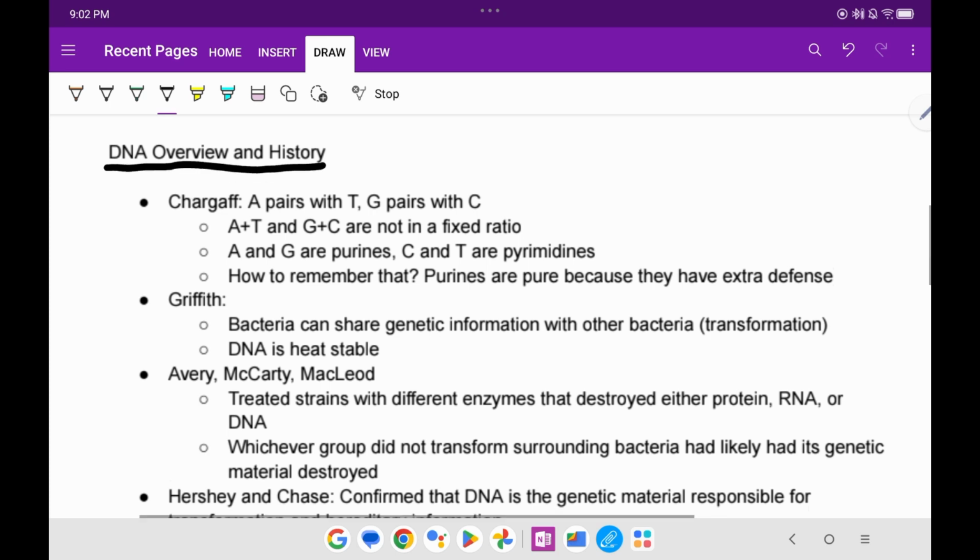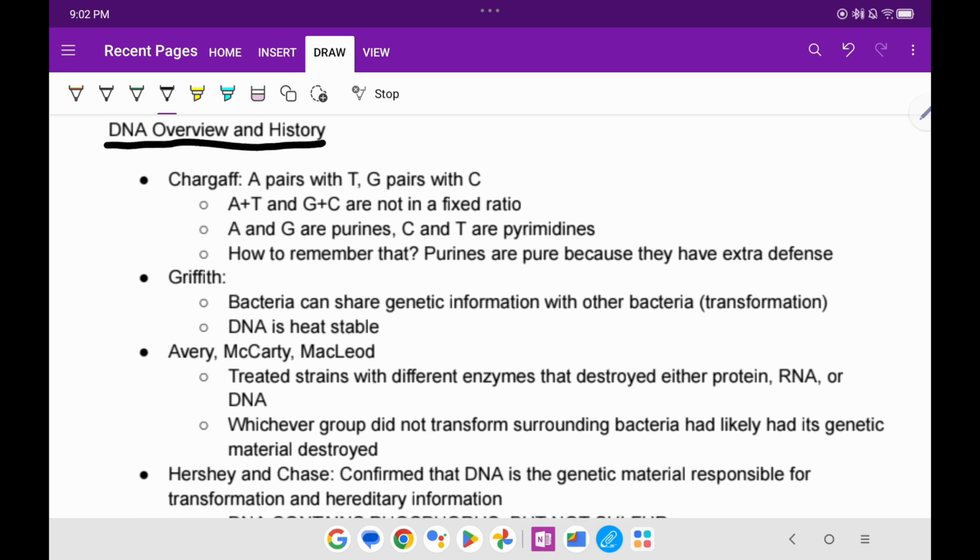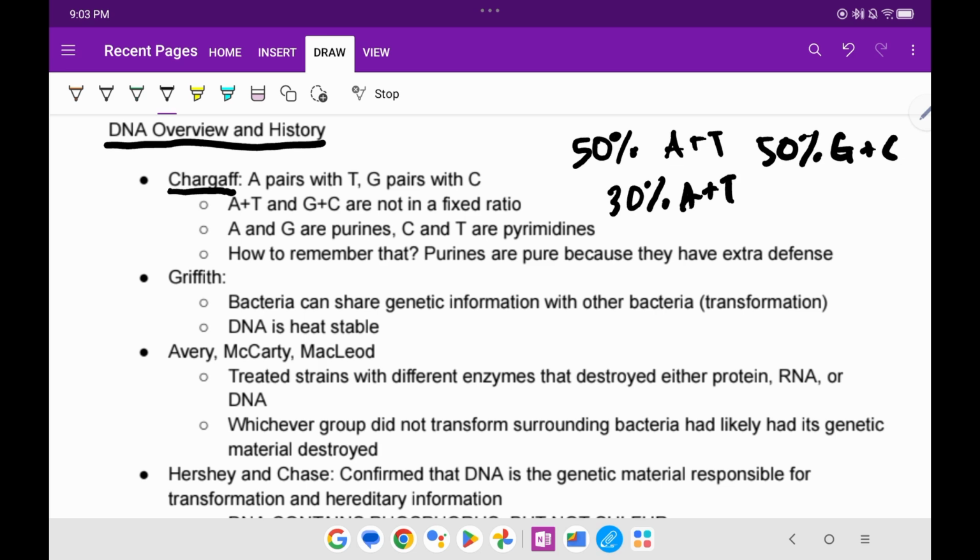Okay, so this is the portion on an overview of the structure of DNA and also the history. First of all, an important name to know is Chargaff. Chargaff was the guy who found out that A pairs with T and G pairs with C. So base pairs were in pairs, they weren't just random, and they form some kind of code. And A plus T and G plus C are not in a fixed ratio. So in a mouse, you could have maybe 50% A plus T and 50% G plus C. But then in a dog, you could have 30% A plus T, 70% G plus C.